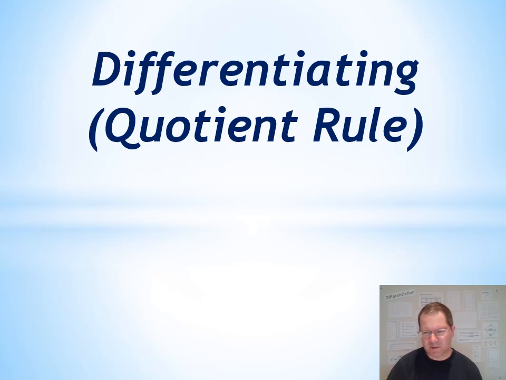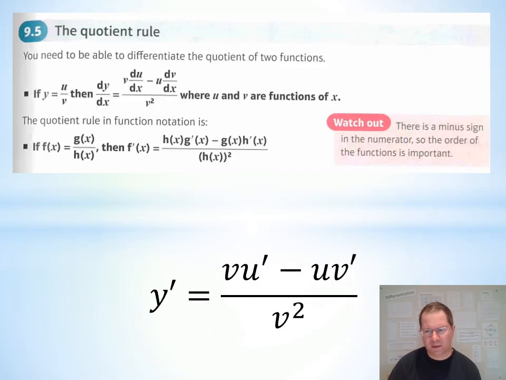Hello, and in this video we're going to be looking at the third of those three differentiation rules, in this case the quotient rule. Now quotient means dividing, so unlike the product rule where we were timesing u by v, in this case we're looking at functions which are written as u over v, where again u and v are both functions of x that we can differentiate.